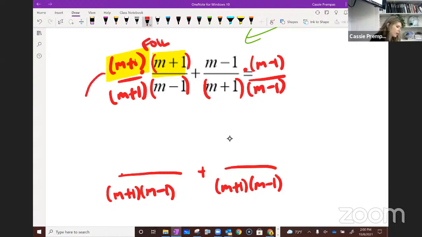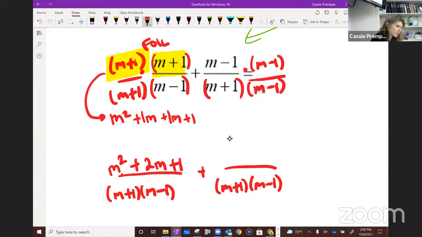So if I FOIL that out, first times first gives me m squared. Outside gives me 1m. Inside gives me 1m. Last gives me 1. And then I need to combine the like terms. Which two are alike? Good, the m terms. So we got m squared plus 2m plus 1.